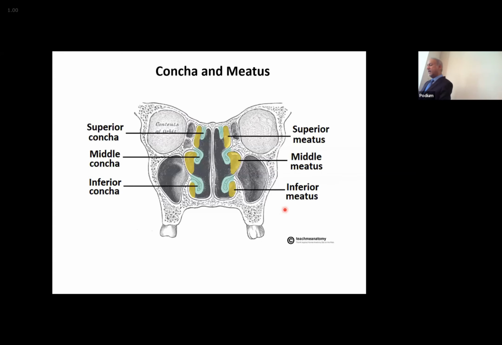Now if you look at this line drawing, that's where you see the conchae and the meatus. Now concha is singular, conchae is plural. Meatus is a space underneath every concha. So we have the superior, middle and inferior concha. Underneath that we will have these spaces and we call them meatuses. So how many meatuses do you expect? If we have 3 conchae, superior, middle and inferior, we have 3 meatuses. Superior, middle and inferior meatus.